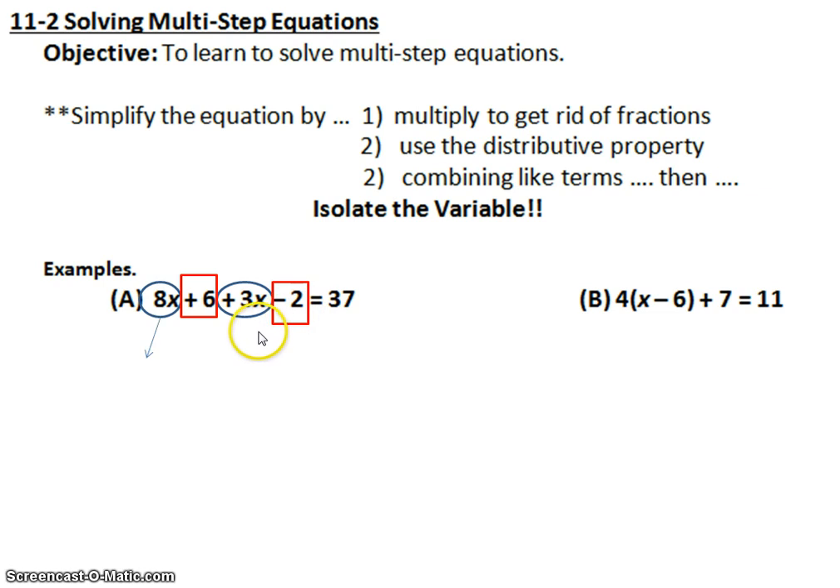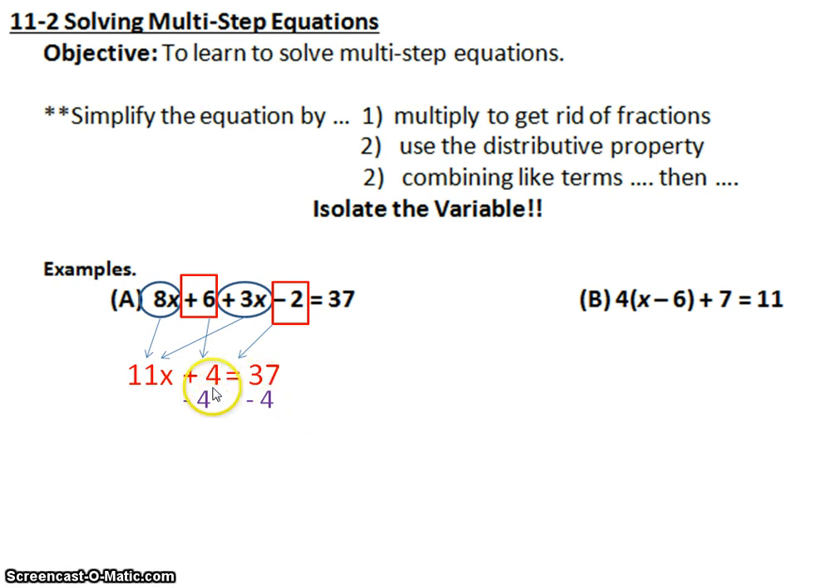Those are like terms. So the 8x and the plus 3x will come out to be 11x. The plus 6 minus 2 will come out to be plus 4. On the right-hand side, we have plus 37. Now we want to isolate the variable. The variable is x. We want x all by itself. X is being multiplied and added to. We want to do PEMDAS backward, which means we want to undo the addition first. So undo adding 4 by subtracting 4. I can do that as long as I subtract 4 from the other side.